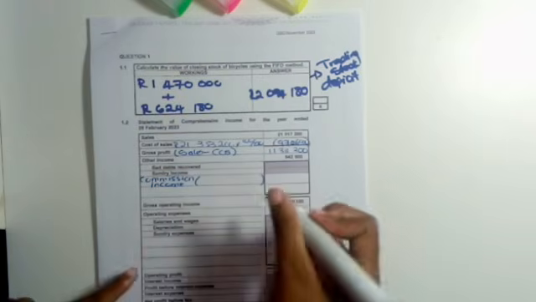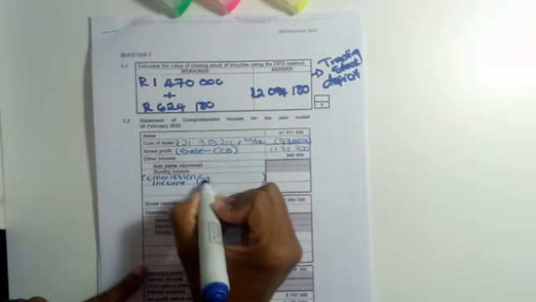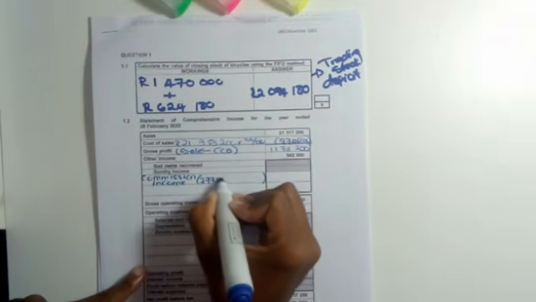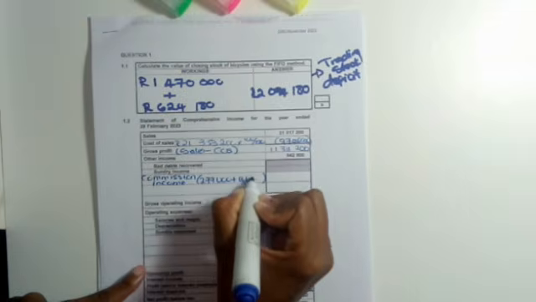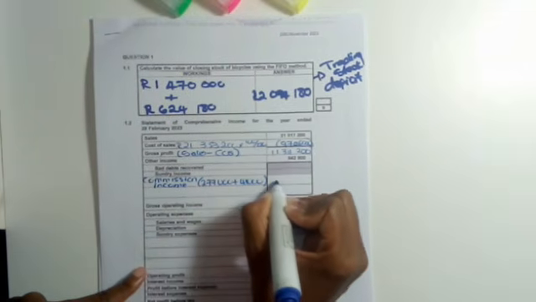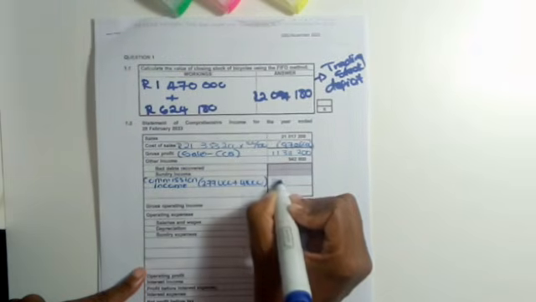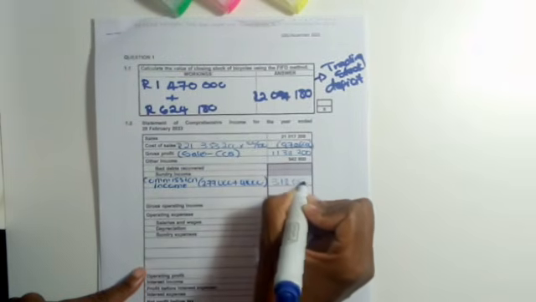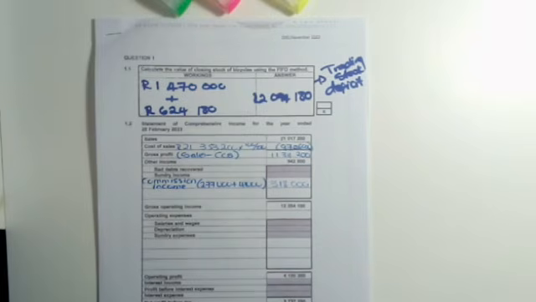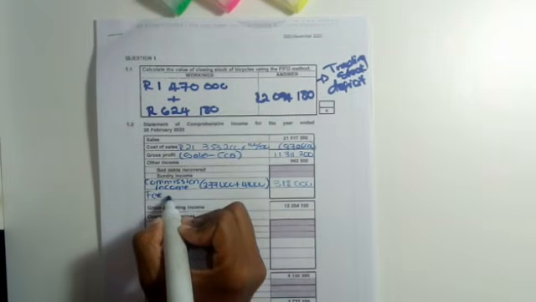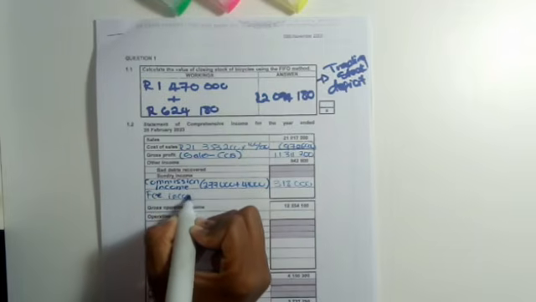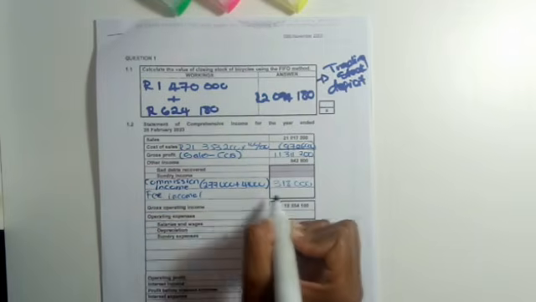So in our answer book we will say 277,000 plus 41,000 will give us a final answer of 318,000 as our commission income. Moving on to our next line item, which is fee income. It is right under commission income in that information given to us.